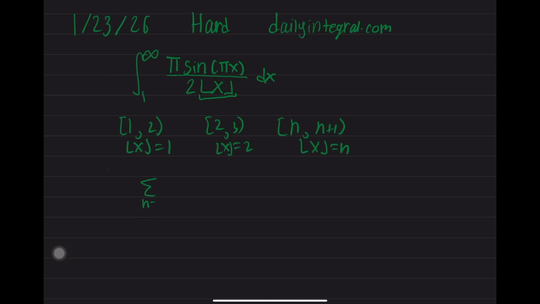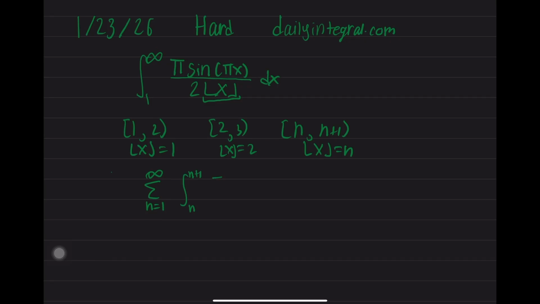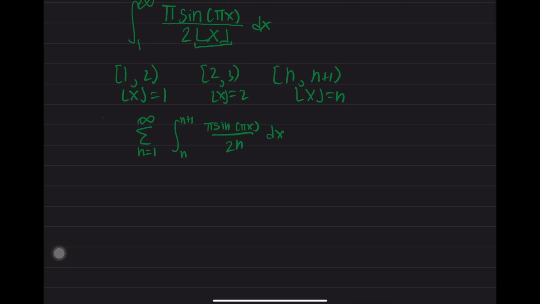Let's go from n equals 1 to infinity. So we'll go from n to n plus 1. So this is basically saying the integral from 1 to 2, and the integral from 2 to 3, and we are adding all these integrals. And we have pi sine of pi x over 2n dx. Now we can factor out the 1 over 2n, the sum from n equals 1 to infinity, the integral from n to n plus 1 of pi sine of pi x dx.